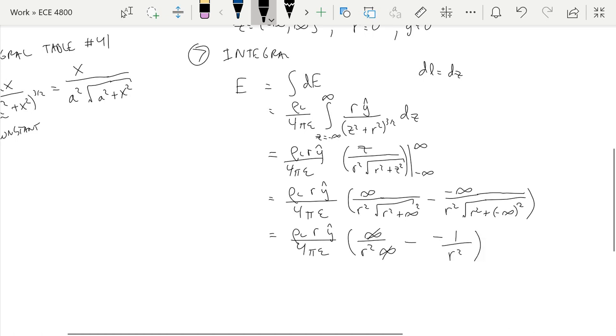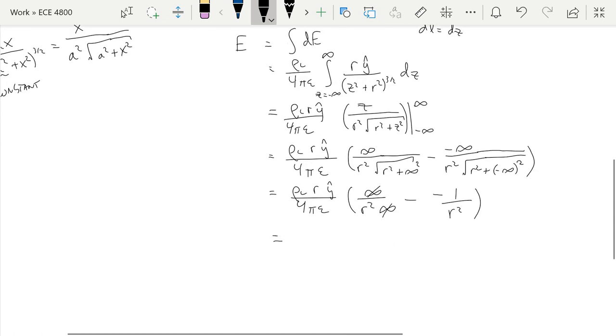Actually, you could have taken the r squared out before. So this ends up r y hat over 4 pi epsilon times 1 over r squared. And this is just 1 minus negative 1, which is 2. This r and this r squared cancel, so you're left with the 2 here. So you're left with rho L over 2 pi epsilon r, and the field is in the y hat direction. Okay, so this is your electric field.